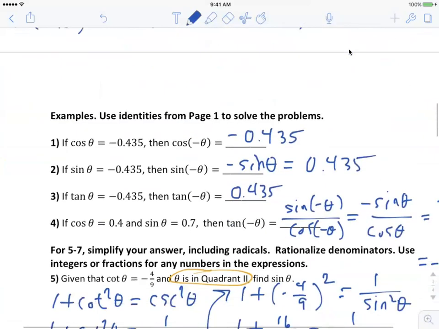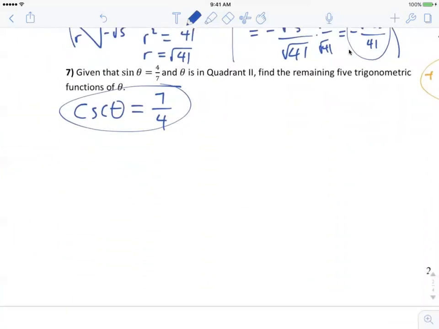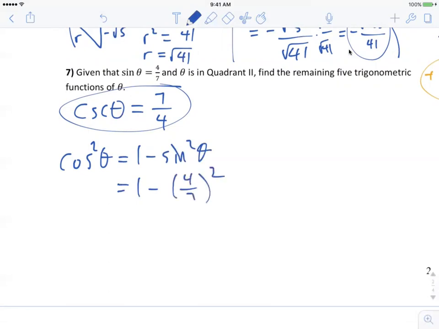Now I'd probably go to cosine, because I have an alternative form of the identity right there. Cosine squared is 1 minus sine squared. Sine is 4/7, so just plug in 4/7 and calculate this out. We have 1 minus 16 over 49, which is 49 over 49 minus 16 over 49. 49 minus 16 is 33, so that's 33 over 49. That's cosine squared.